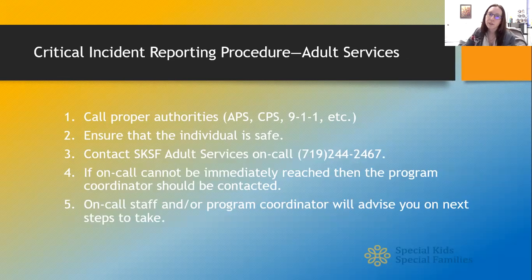Okay, this is critical incident reporting procedure for adult services. Of course, in an emergency situation, none of our program on-call systems are equipped to advise you in emergency situations. So the first phone call that you should make will be to the proper authorities. Ensure that the individual is safe, and then contact adult services on call. That number is 719-244-2467. If on call cannot be immediately reached, then the program coordinator should be contacted. On-call staff and or program coordinator will advise you on the next steps to take after that.